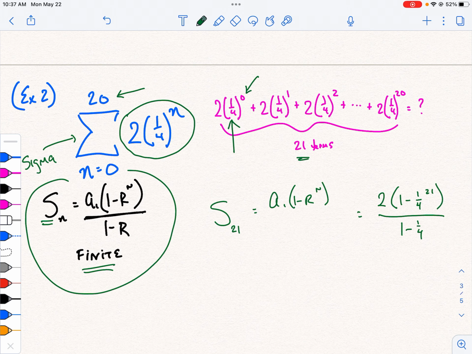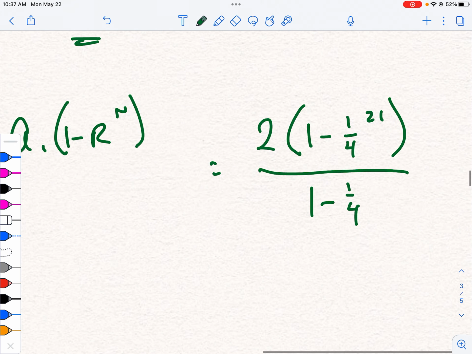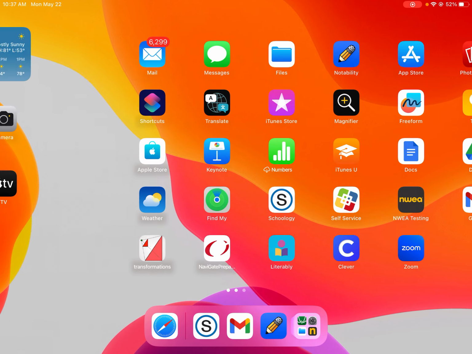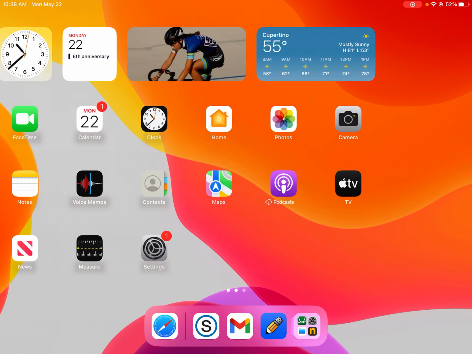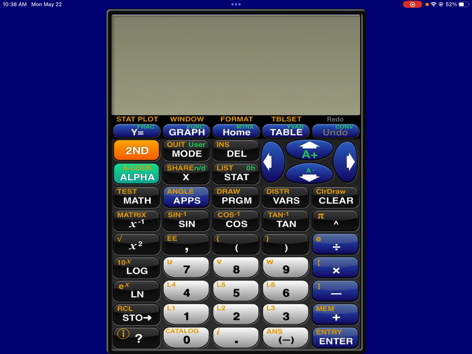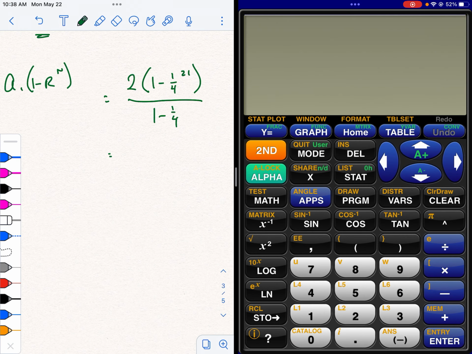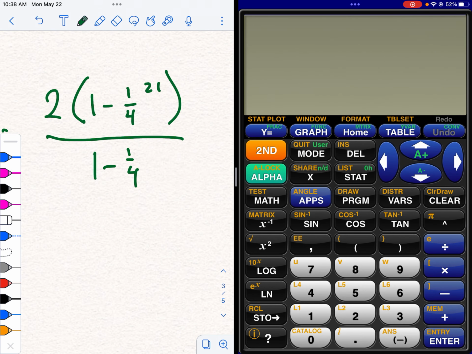Now this is absolutely a calculator task. There's no doubt about this. Let's see if I can find my calculator tool here. Let's give this a second and get this synced up. This is where you grab your calculator or your iPad calculator, although they're not as convenient.